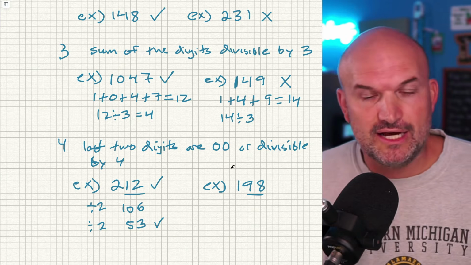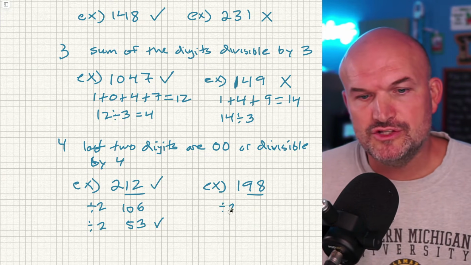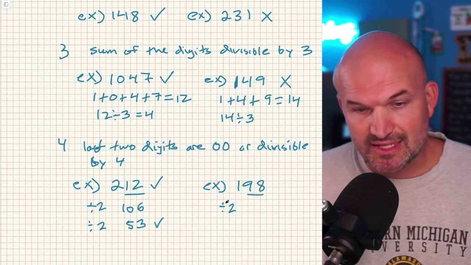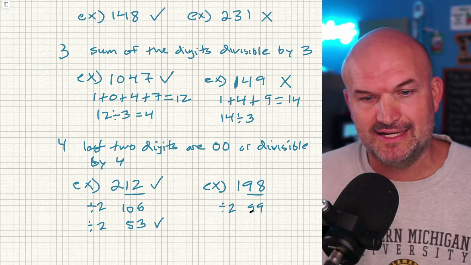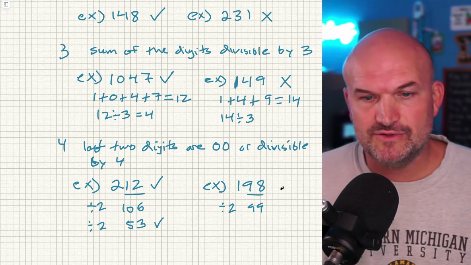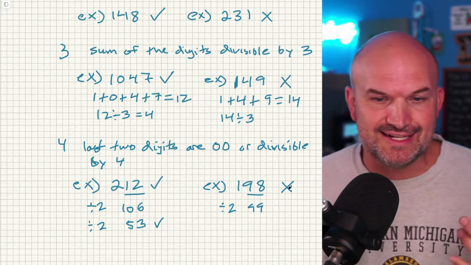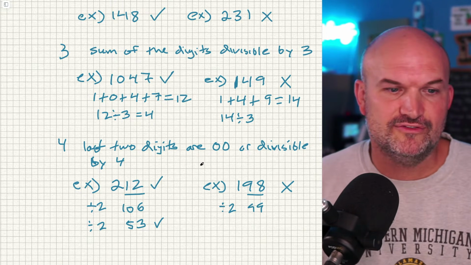But let's take a look at it another way. I need to be able to divide this by 2 twice. So if I divide this number by 2 once, I'm going to get 99. And then you see, I cannot divide this evenly by 2 again, right? So therefore, we can see that 198 is not going to be divisible by 4.